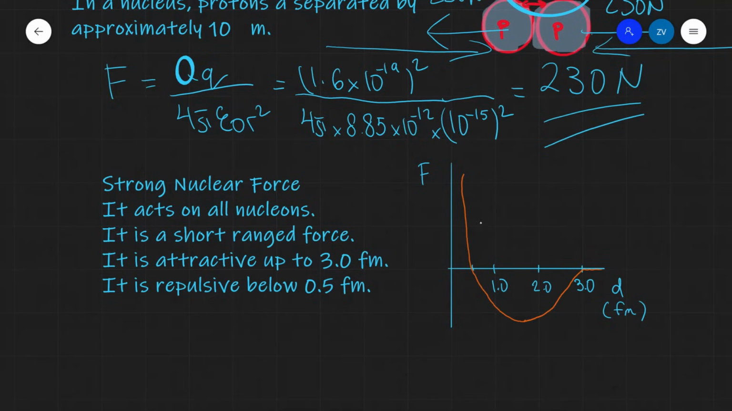We can see how above 3 femtometers on this graph, the force is essentially 0. It is attractive up to 3 femtometers and it is repulsive below half a femtometer. In other words, in this region over here, from 0.5 to approximately 3 femtometers, the force is attractive and it is very, very strong, keeping the protons inside the nucleus together.